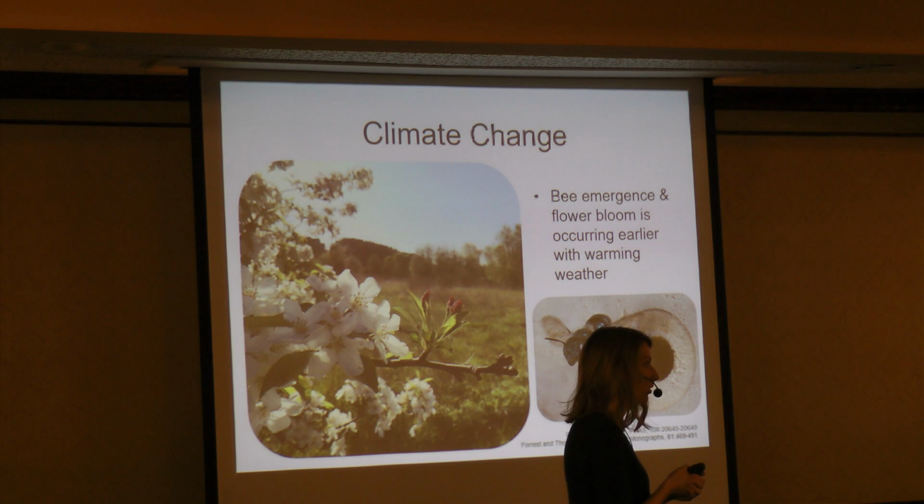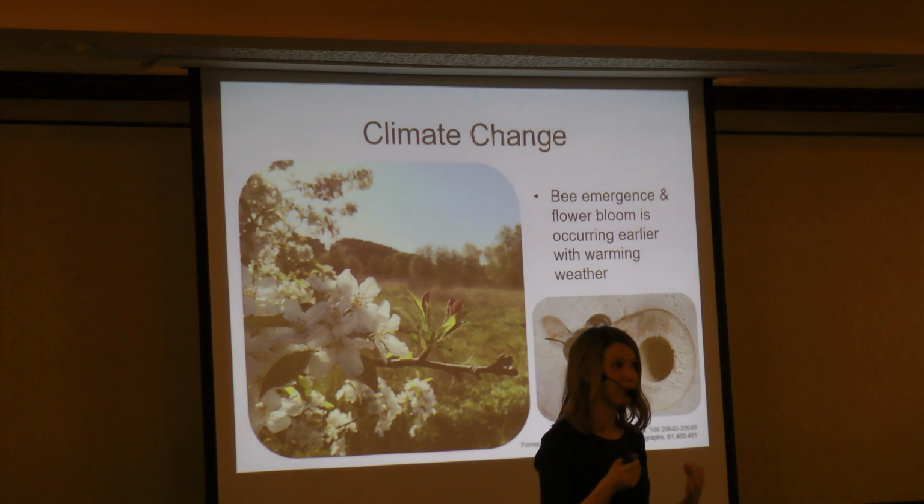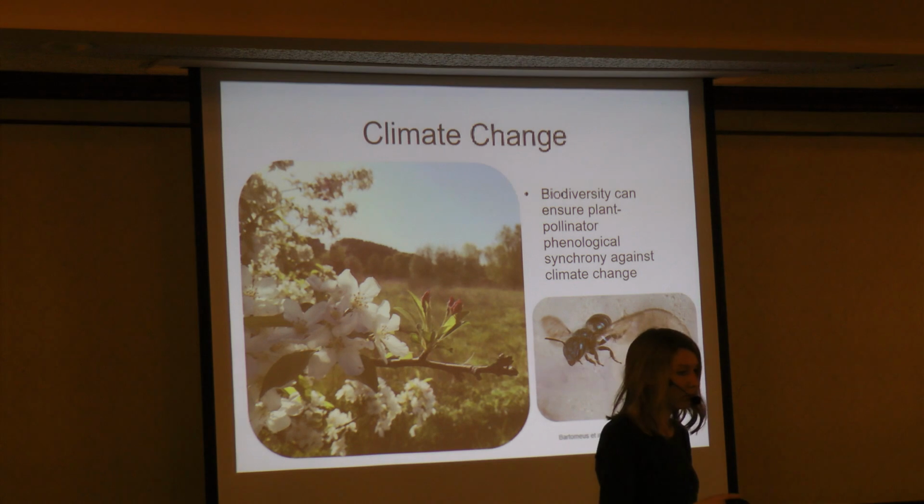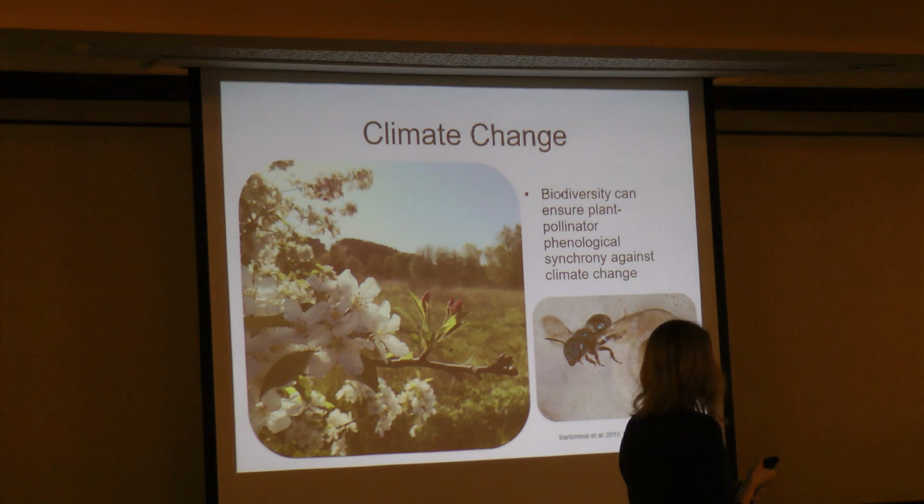But we're keeping an eye out for situations where there's a mismatch or asynchrony. So maybe flowers will start emerging before the bees are, or vice versa. Brian Danforth and Bartimaeus did a study in New York looking at apple orchards, and they found that the best way to try to buffer against this effect is by having biodiversity. Improving and increasing those wild bee populations is the best way that you can ensure that there's going to be some species of bees present to pollinate flowers that are blooming.